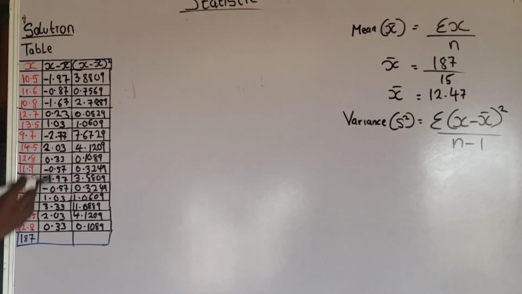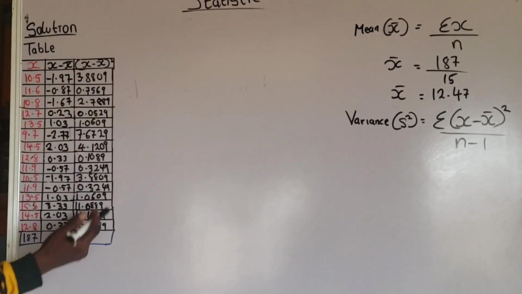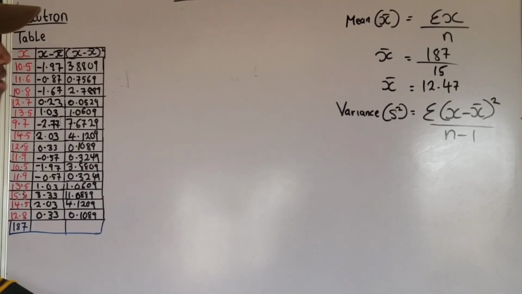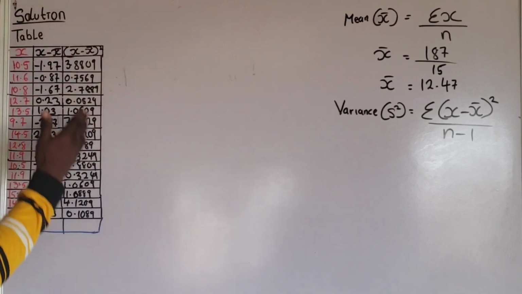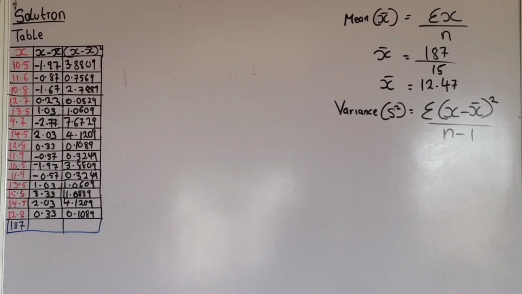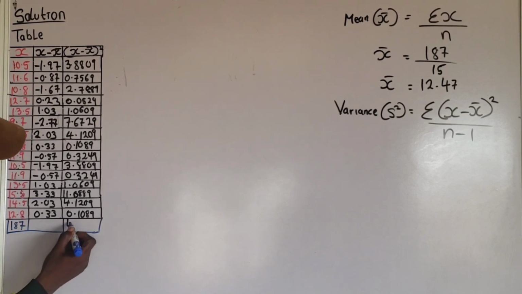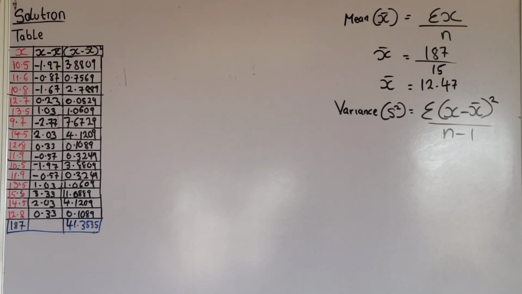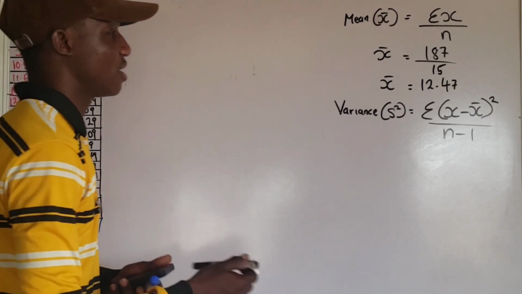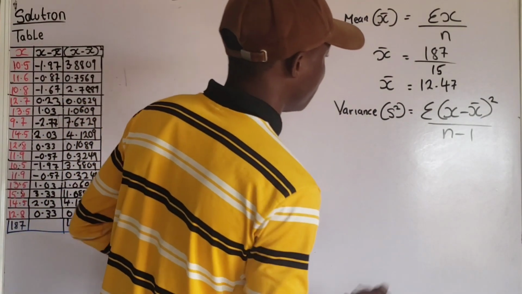This is the deviation. Now we have already squared the deviation. Now let's go back to the formula. From the formula, we still need to sum all the squares of the deviation. So I'm going to sum all these values together. If you add all these values together, we are going to have 41.3535. That is the sum. So now let's proceed to the formula, so we can easily get the variance.